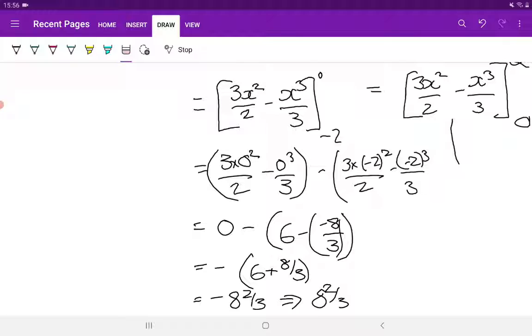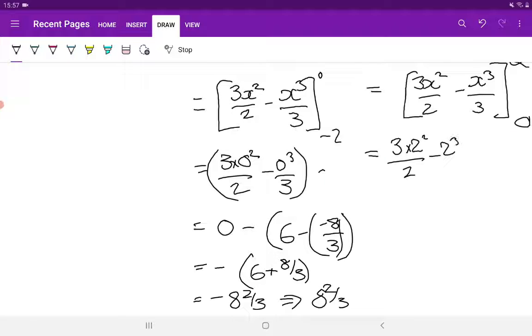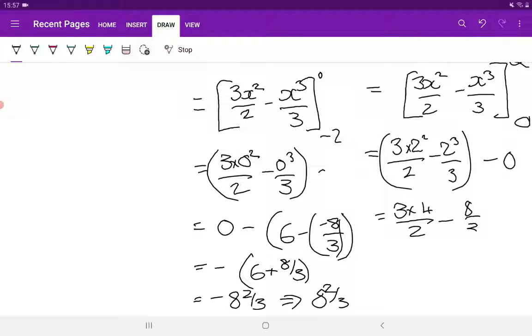For the other one, let me get rid of this bit so that I've got a little bit of space. For the other one here, we're working between 2 and 0, so we're putting in 2 first of all. 3 times 2 squared over 2 minus 2 cubed over 3. When you substitute 0 into there, that just gives you 0, so we're just working with the first bracket. So this is going to be 3 times 4 over 2, take away 8 over 3. 3 times 4 is 12, 12 divided by 2 is 6. So 6 take away 8 over 3 is going to be 3 and 1/3.